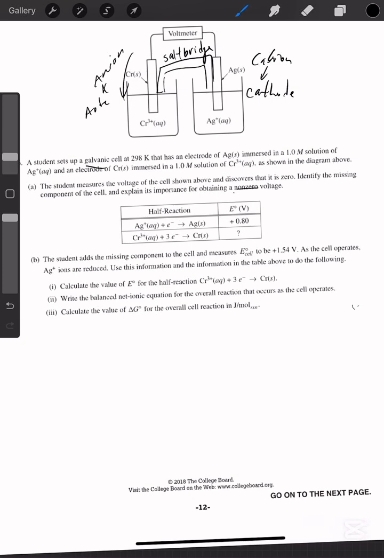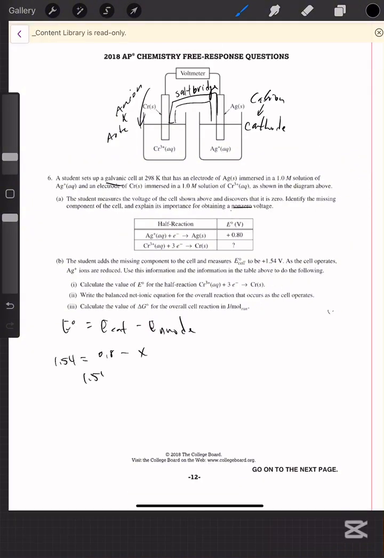Now for part B, which asks about the value of Ecell. Basically what you do is you do the E of cathode minus anode, and then you can tell that chromium is the anode in the cell, because silver is generally a cathode because it's really low on table J, so on the activity series.